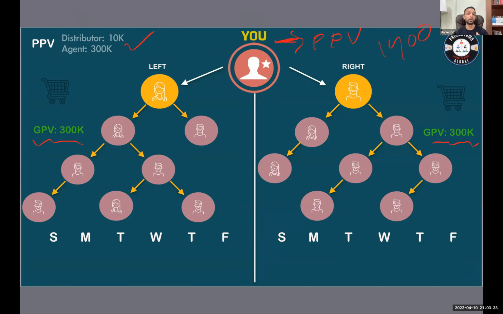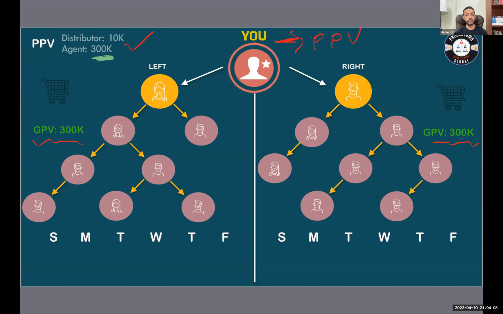If you have 10,000 plus points of your own as a personal PV, you get around 1,400 Indian rupees as commission. But when you reach 3 lakhs PV of your own, then you become an agent. Now from 10,000, you have been purchasing products, now you reach 3 lakhs. So then you become an agent.